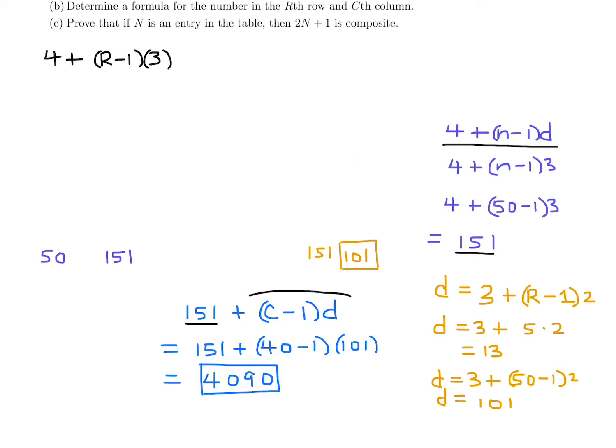Then, of course, I have to add this c minus 1 times d. c minus 1, which c represents the column, and this d. But this d is right here. That's the formula for d. So I'll put that in there: 3 plus r minus 1 times 2. And that's it. This is the general formula.